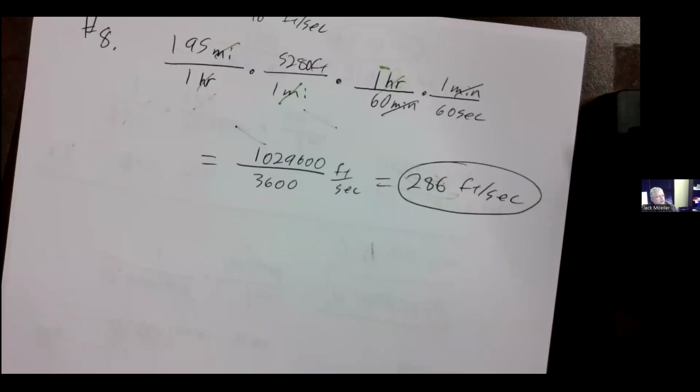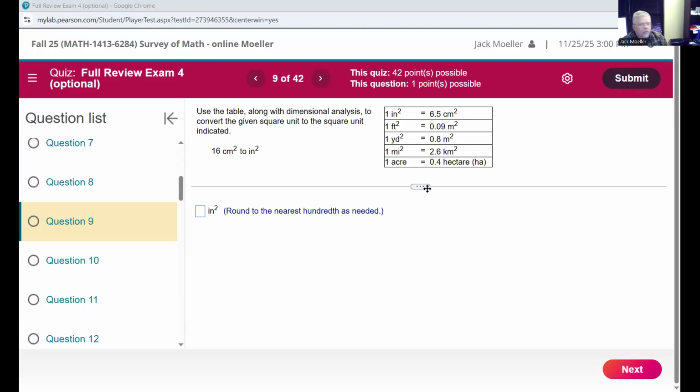Go back to the test. So these were all like 9.1 questions. Now we're getting into some area and volume stuff. So these were like 9.2. The setup is still the same.